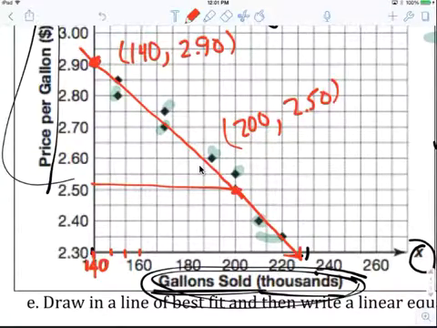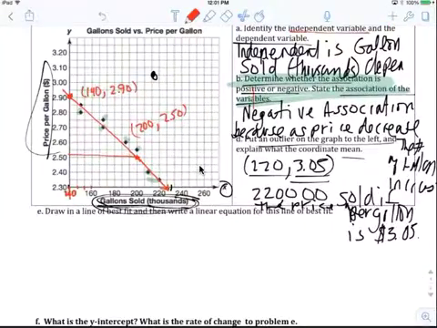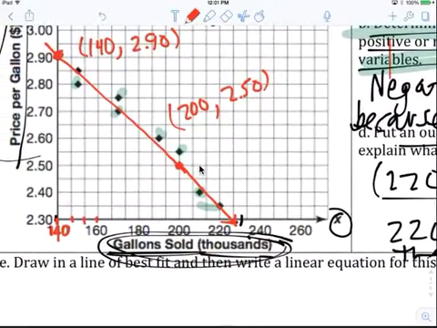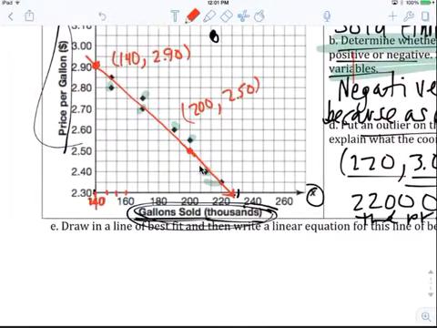$2.50 per gallon. That's my y2. Notice what I did. Make sure you do the same. I only choose dots that are on my line of best fit. Even though that's not the best line of best fit, at least I can work with it. Easier to work with.